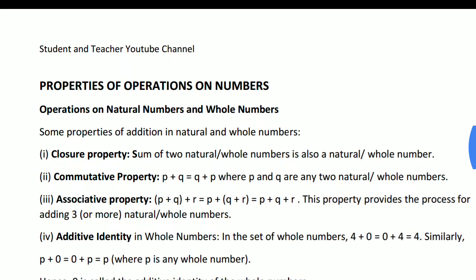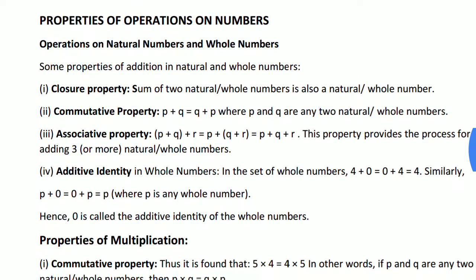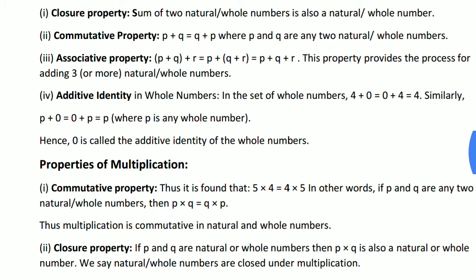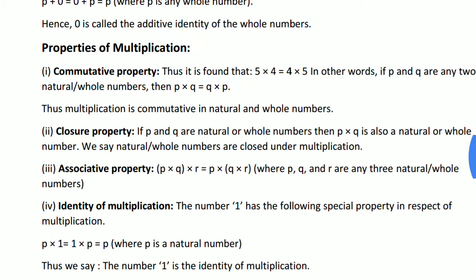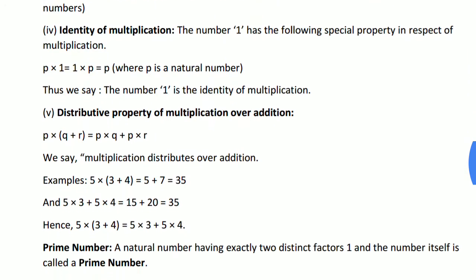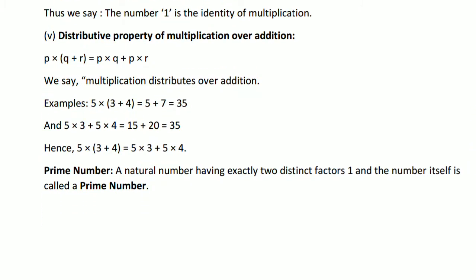Then what are the properties of operations on numbers? Then operations on natural numbers and whole numbers, what properties do they satisfy? Then closure property, commutative property, associative property, additive identity, etc. Then properties of multiplication: commutative property, closure property, associative property, and what is the identity of multiplication? Similarly, the distributive property of multiplication over addition.